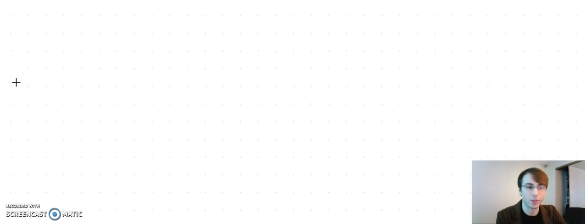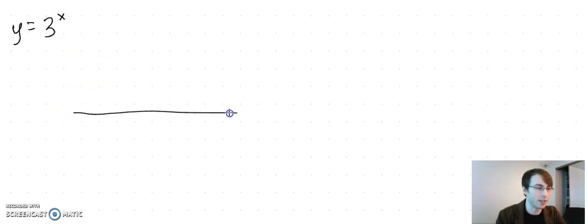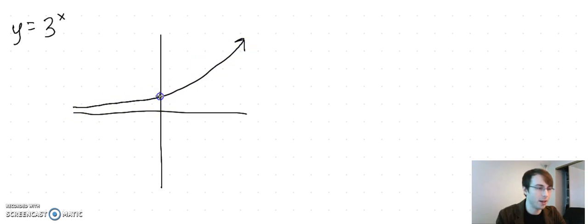Let's talk about vertical rescaling of exponential and logarithmic functions. So what we're used to, what's familiar, is something like 3 to the x. We know that graph's an exponential growth, so let's just draw it like this, and it's crossing at 1 because 3 to the 0 is 1.